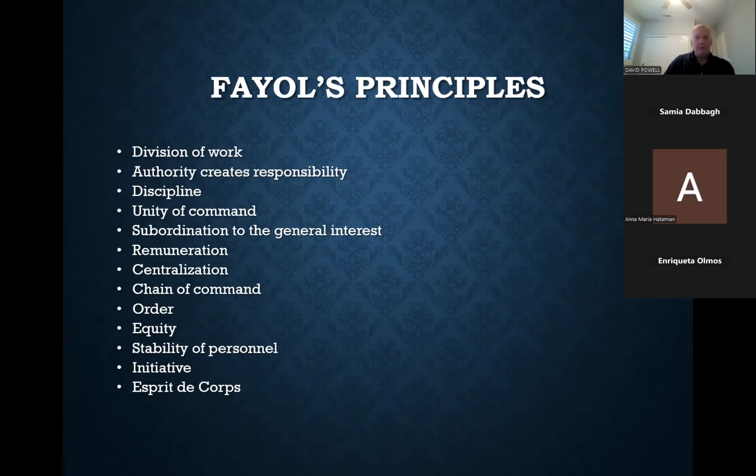We need to have stable personnel, which is exactly what Max Weber told us about career-oriented employees. We need employees who are willing to take initiative. Now, this is a little bit of a parting of company with some of the other classical theorists. We need employees who will take initiative, and we need to make sure that people feel comfortable taking that initiative. And then we need to have this thing called esprit de corps, which is this feeling of teamwork, this feeling that we are all in this together. We are all part of a team. We're all working toward the same type of outcome.